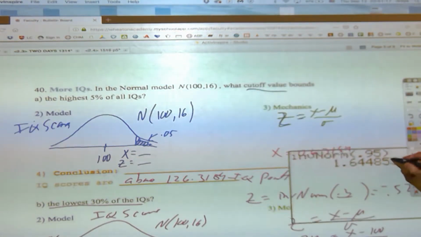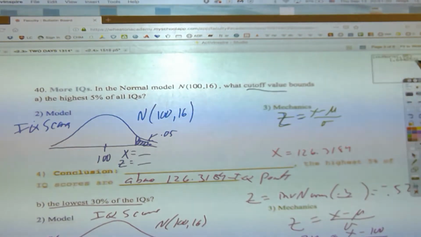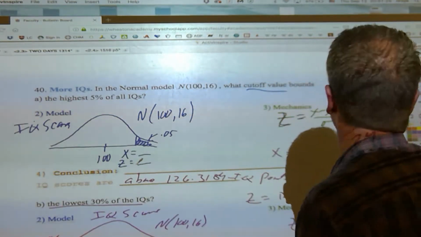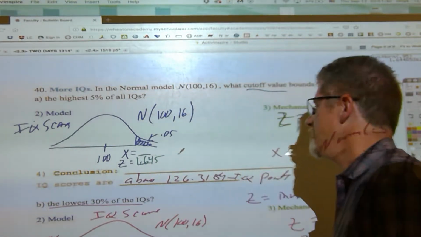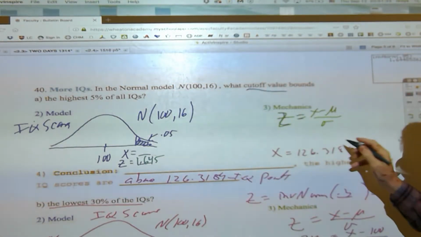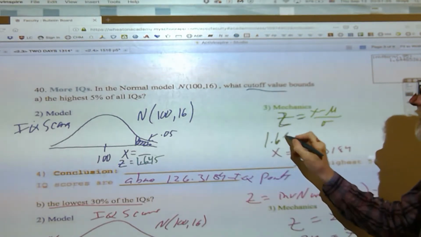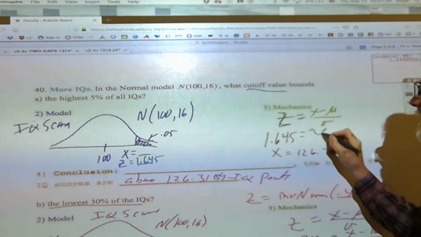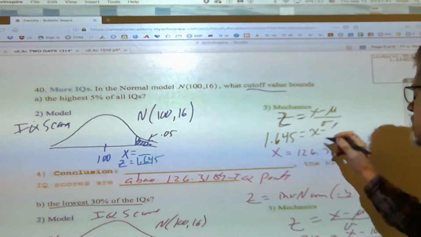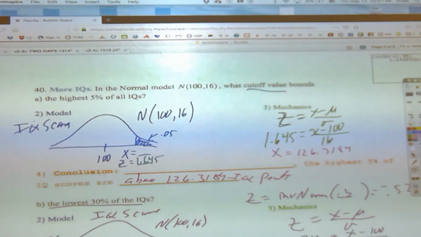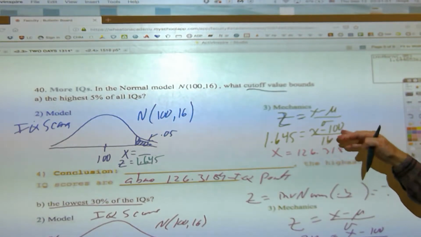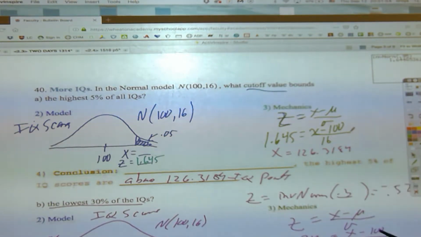So fill this in right down here. Z equals 1.645. And then we're going to use that in mechanics. Z equals 1.645 equals x is unknown, mu is known to be 100, sigma is 16. This is the point at which we realize we have to do some algebra. We have to multiply both sides by 16 and add 100 to solve this equation for x.